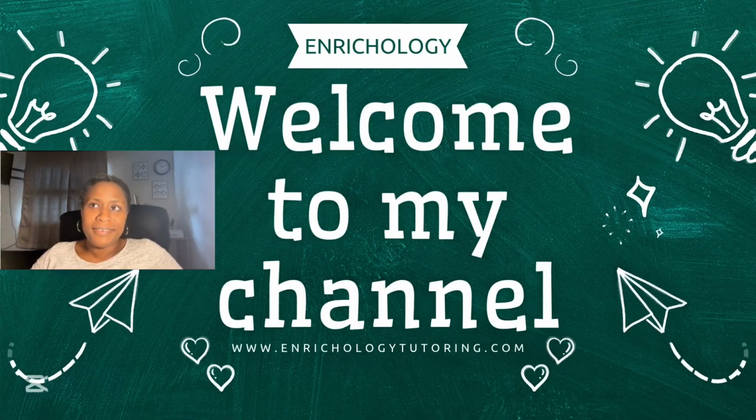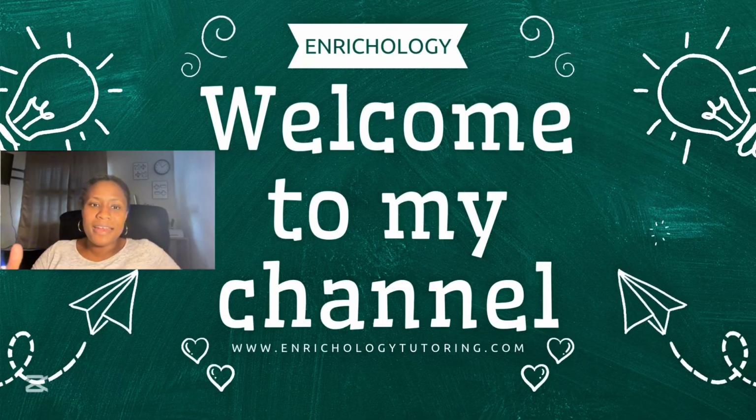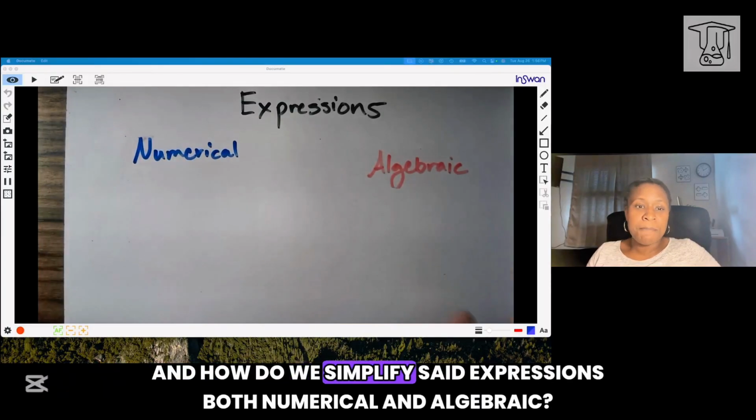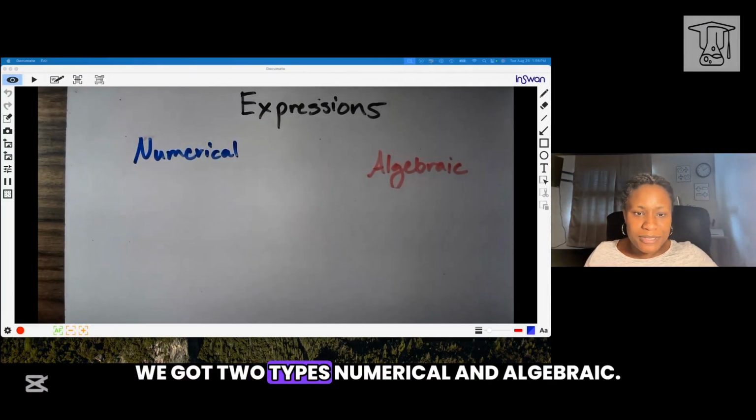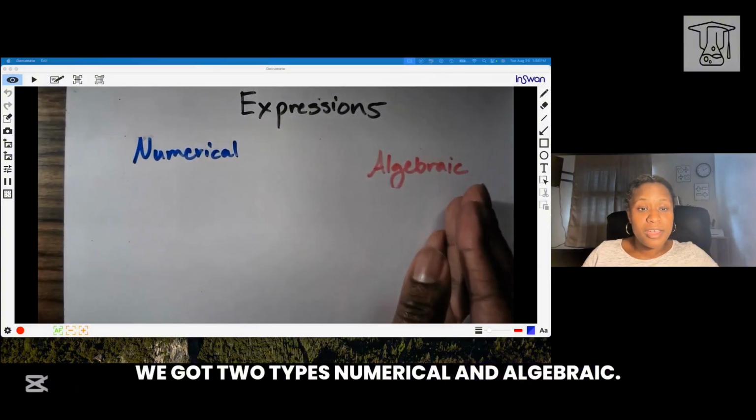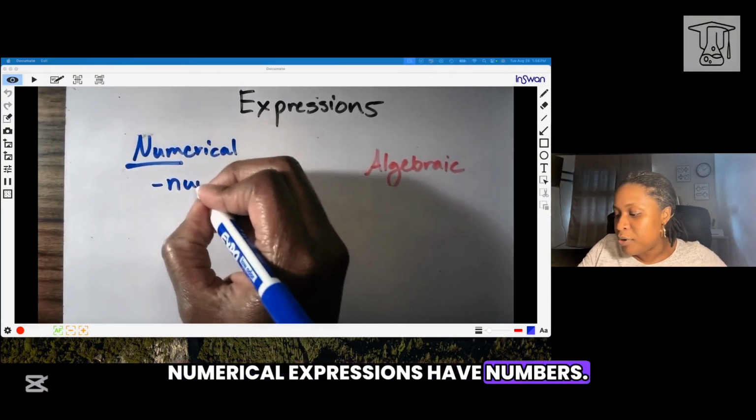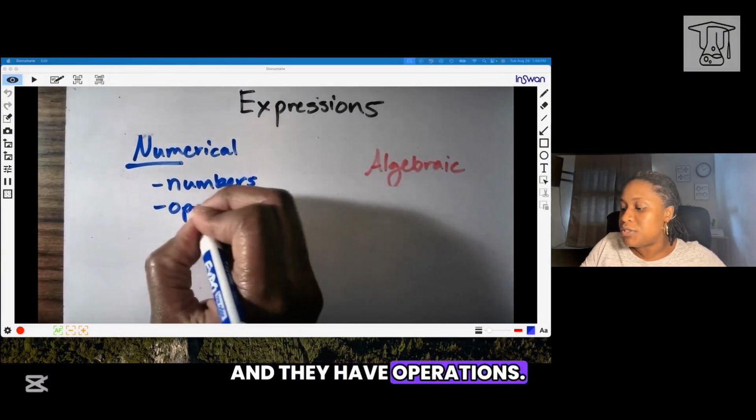What are they? Not just the ones on my face, but in math. And how do we simplify said expressions, both numerical and algebraic? Now, getting into my first thing, what are expressions in math? We got two types, numerical and algebraic. Numerical expressions have numbers and they have operations.